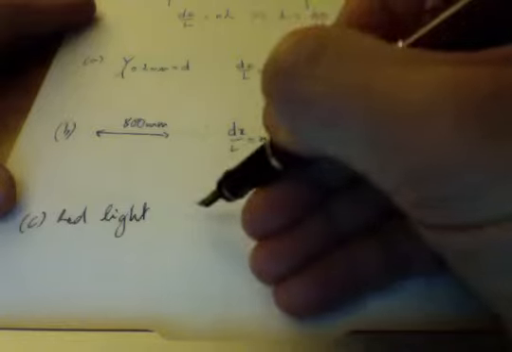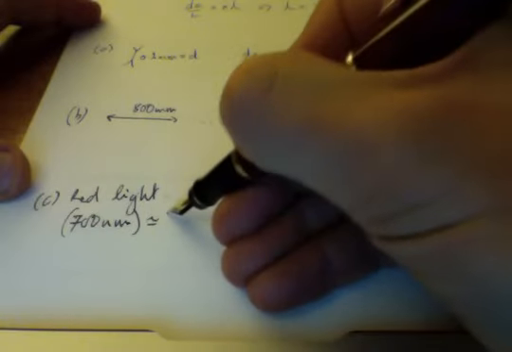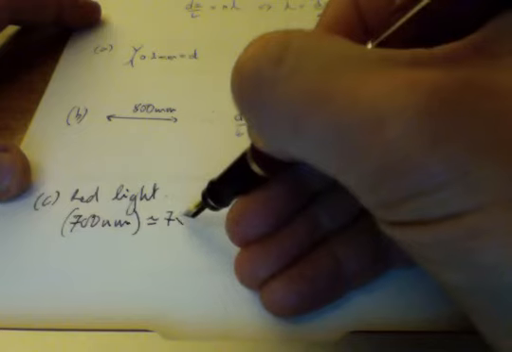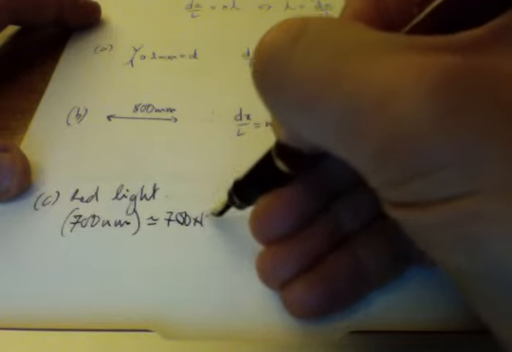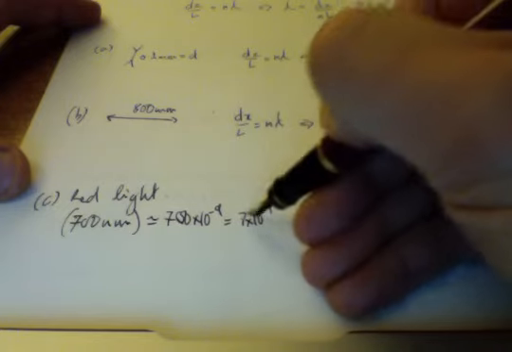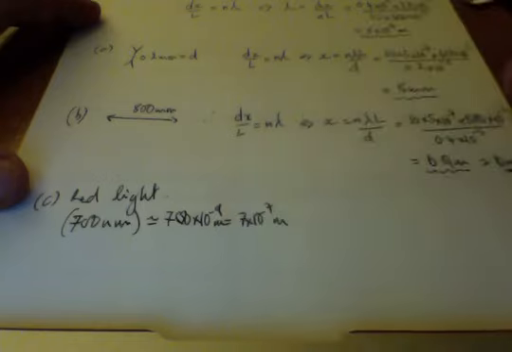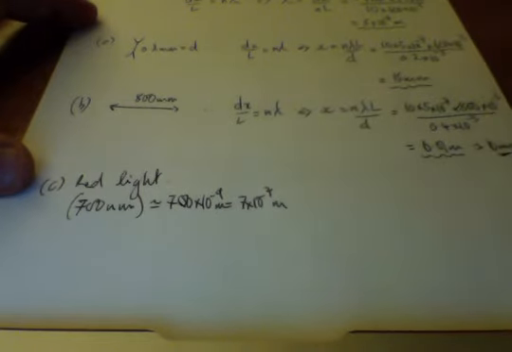Right, okay, C. What happens now if we use red light? And red light has a wavelength of, and interestingly they will give you wavelengths in terms of nanometers. And what you should realise is that 700 times 10 to the minus 9 is the same as 7 times 10 to the minus 7 meters.